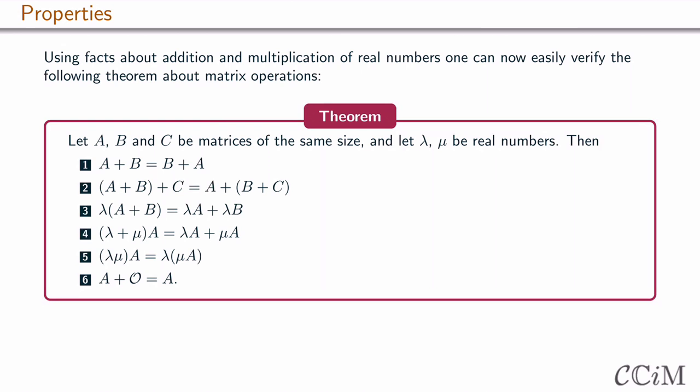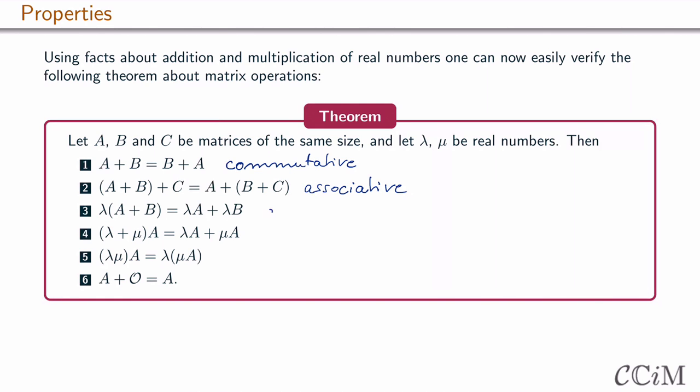Namely, we use facts about addition and multiplication of real numbers, so that we can easily verify the following theorem. Matrix addition is commutative, which means it doesn't matter whether you add A plus B or B plus A, the result is the same. Matrix addition is also associative, which means if you want to add 3 matrices, it doesn't really matter which 2 you add first. You can add A and B first and then add C to the result, or you can add A to the result of adding B and C to each other.